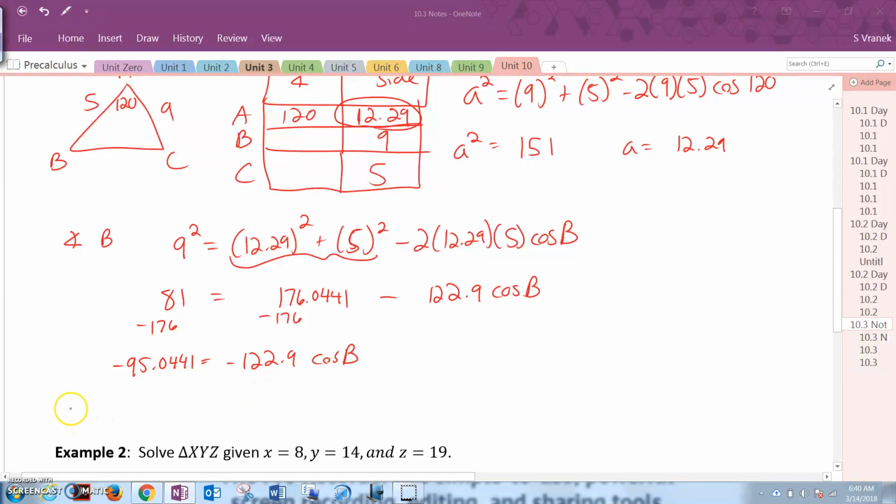You make it a fraction, so we get cosine of B equals 95.0441 divided by 122.9. If you notice, I just took out the negative sign because they both had negative signs, so why not just cancel them? And then remember, to find an angle, you have to inverse cosine. So it basically becomes cosine inverse of this equals B. And then when you do that, you get angle B is equal to 39.34 degrees.